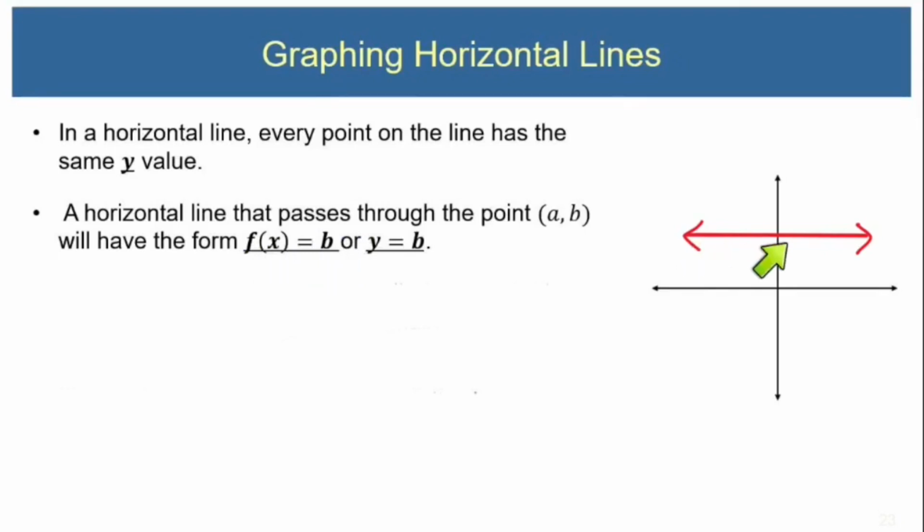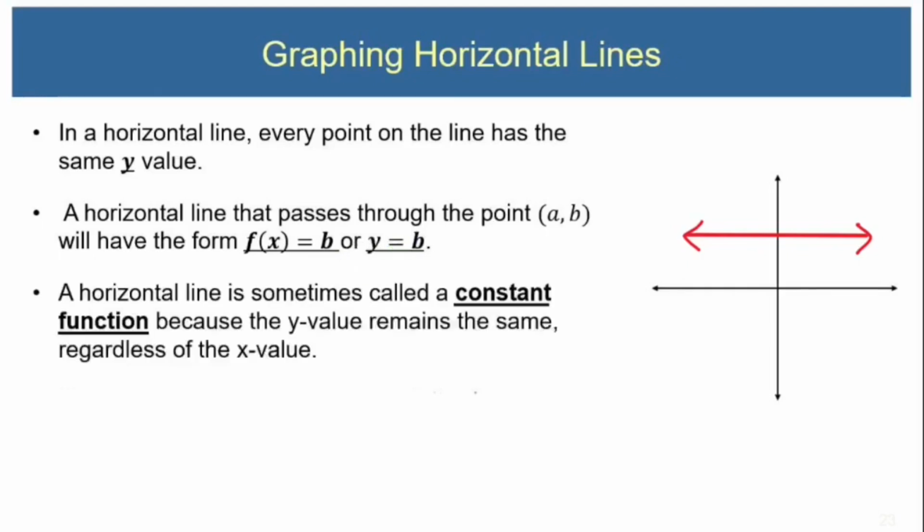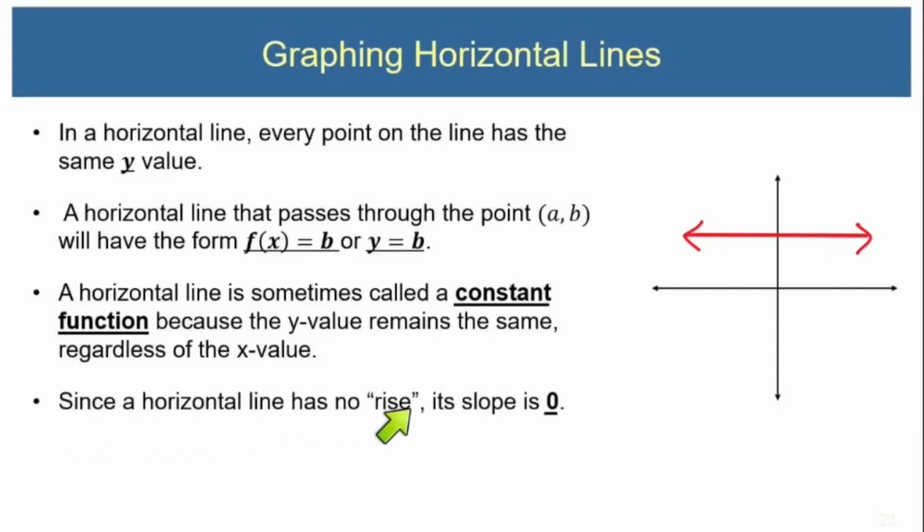So the equation of a horizontal line will look like y equals some number. Okay, sometimes this is called a constant function because the y value always remains the same no matter what the x value is that you're plugging into it. And since a horizontal line has no rise, as we've already seen, the slope is 0. We knew that from before.